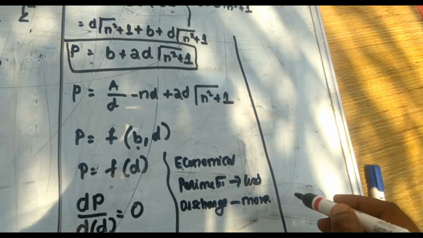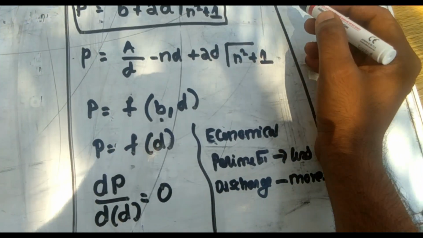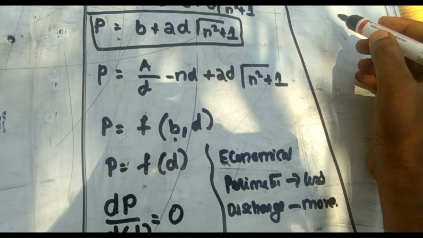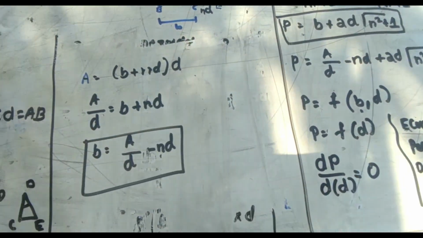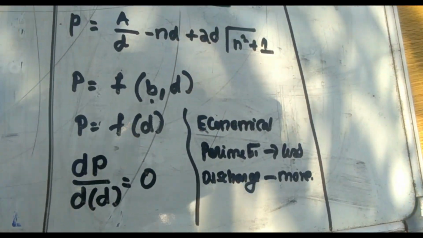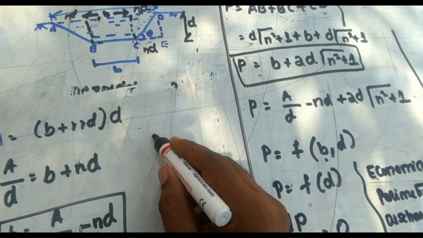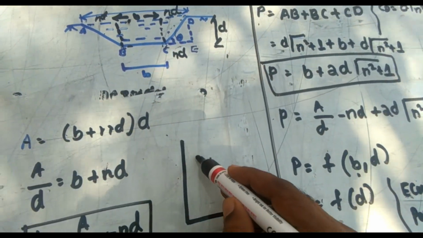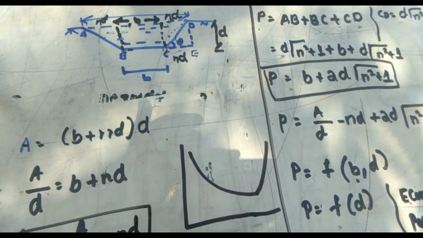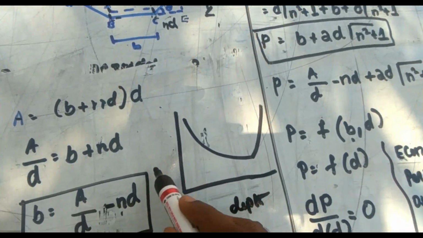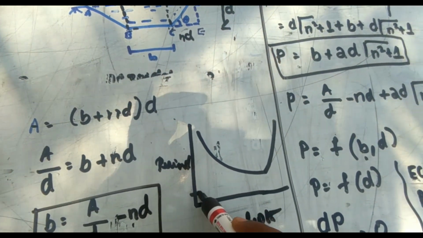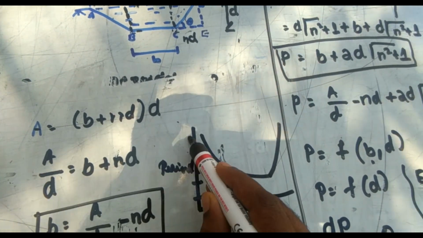I will write it here. So why do we need to make it minimum? There is one more part, I will explain it here. When depth changes, this is the depth and this is the perimeter. Here I am not fixing any name.